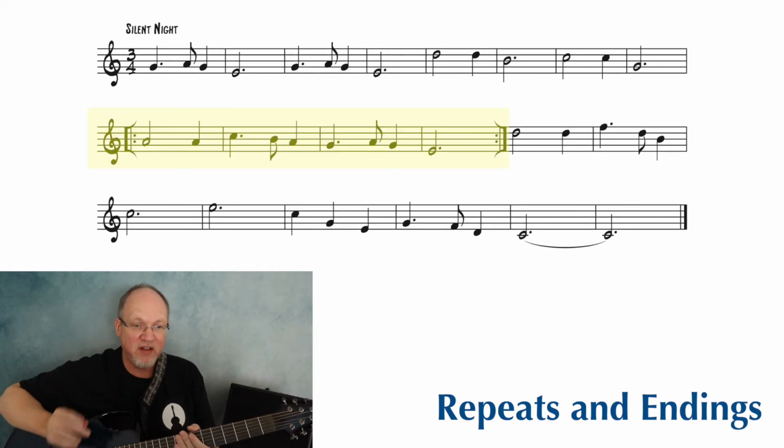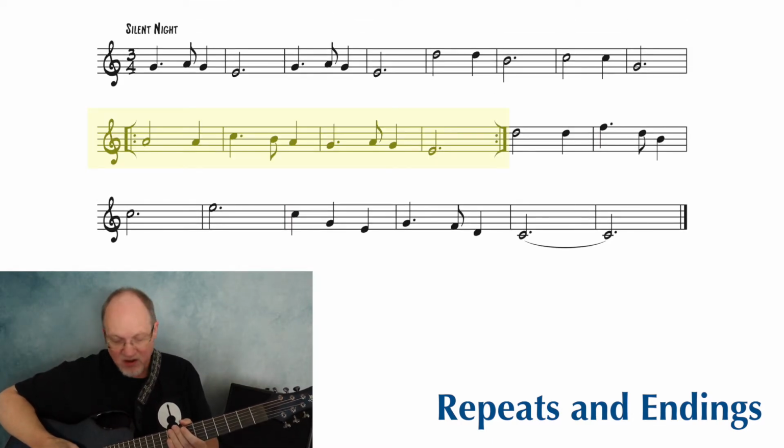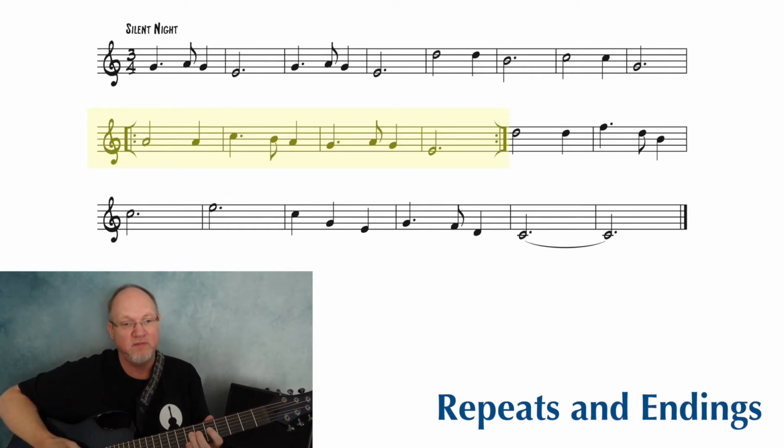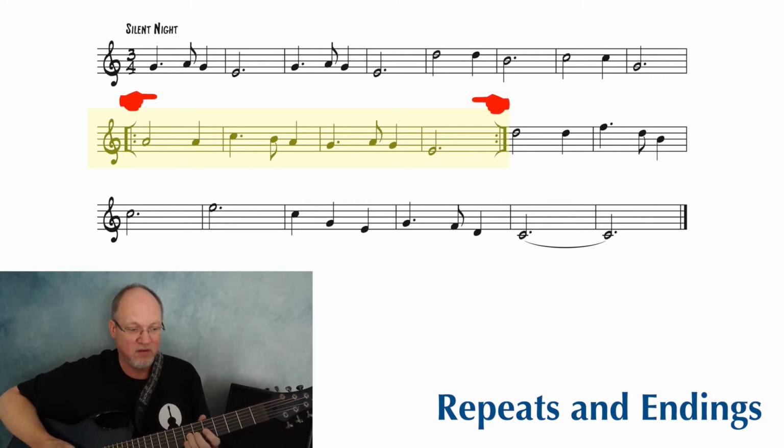Here we've got Silent Night. There's a 4-measure section in the middle that repeats. So looking at the beginning, now beginning of the next line, and then we're at a repeat sign, we go back to that forward repeat. And then you would go through the rest of the song.